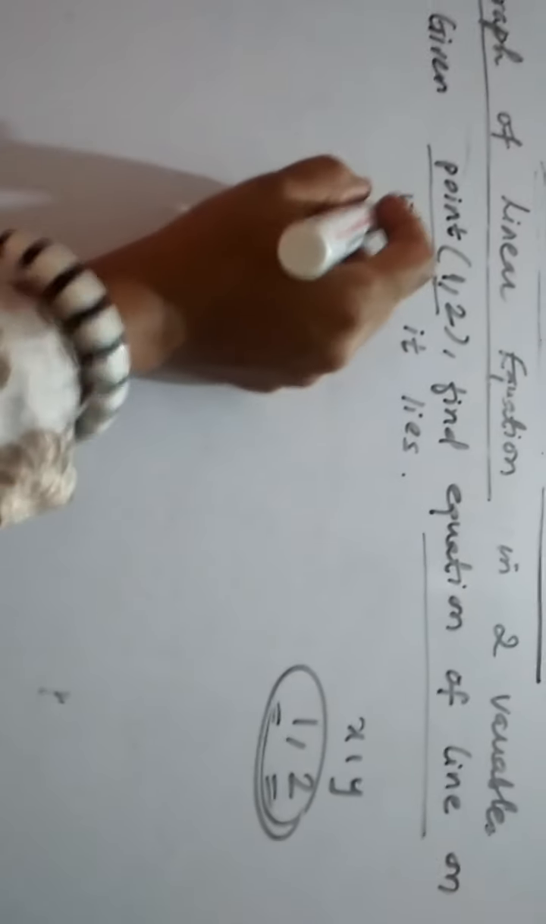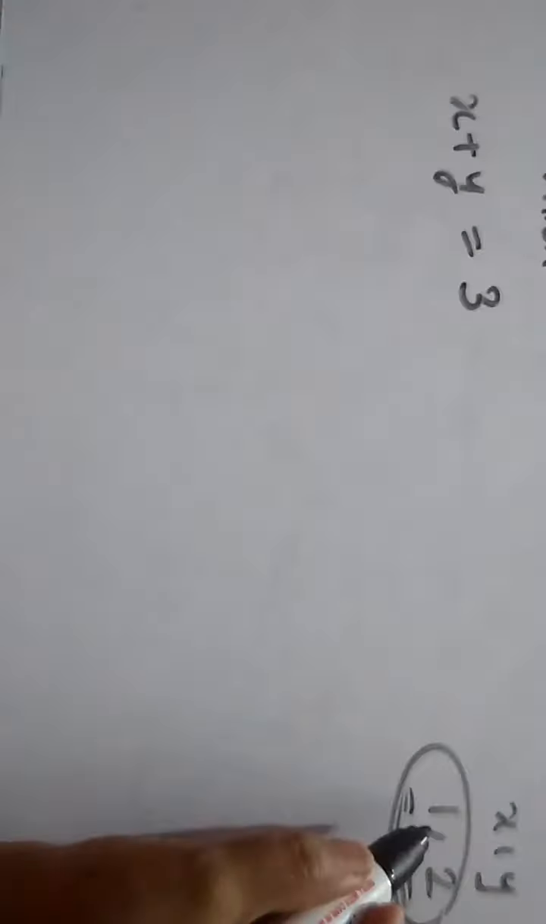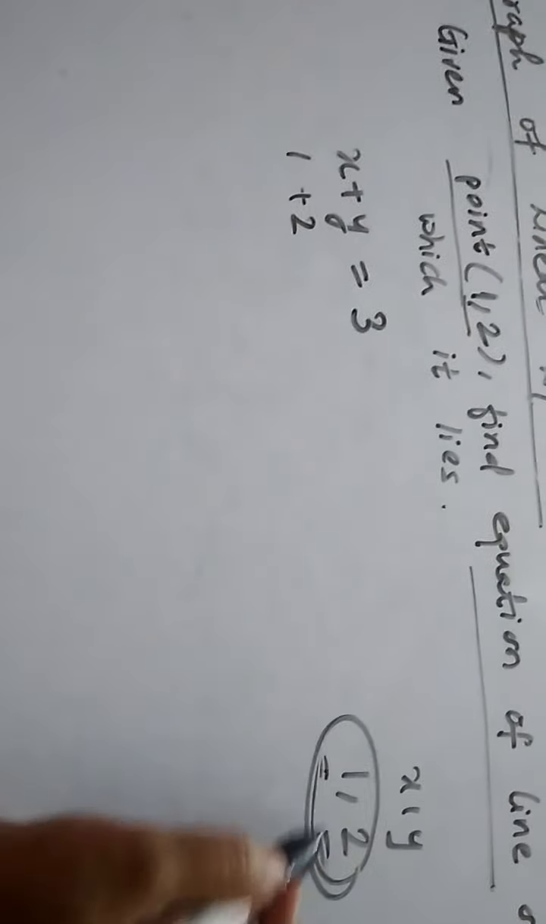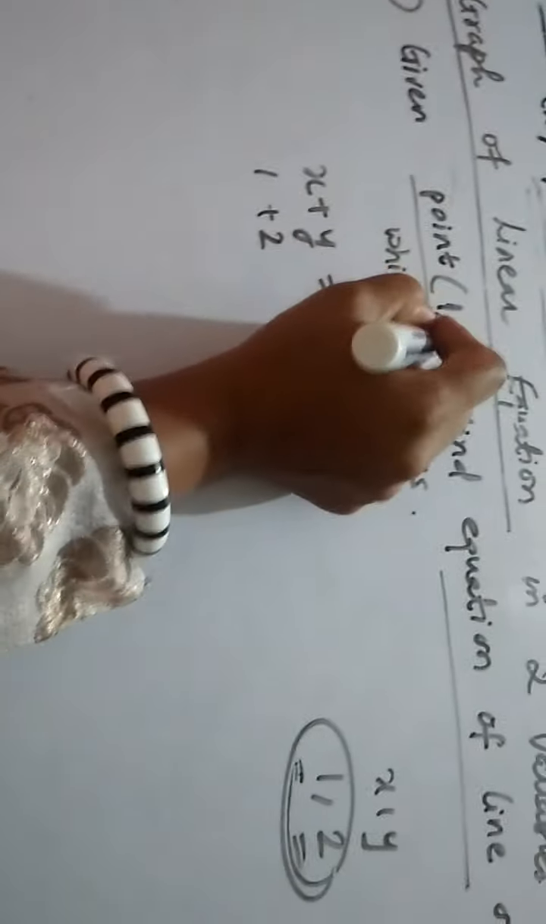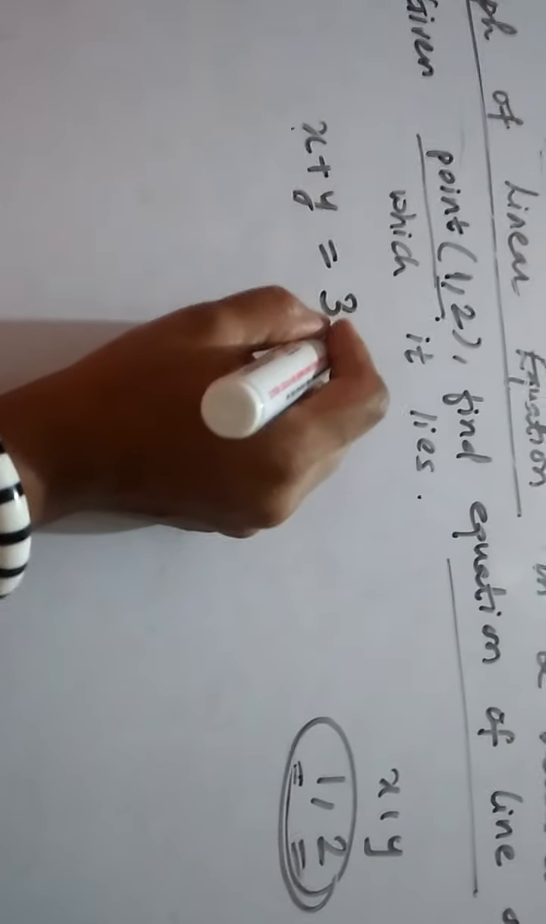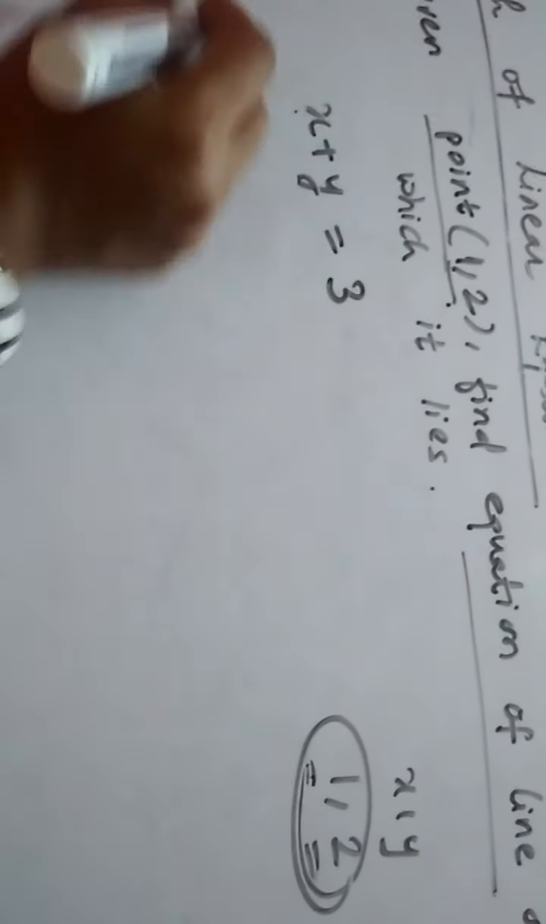x can be 1 and y can be 2. For example, see, 2 plus 1 is 3. So if I write x plus y is equal to 3, I can put value of x is equal to 1, y is equal to 2. They already given us 1, 2. So x is 1, y is 2. It will satisfy this equation. So this can be one solution. x plus y is 3 can be one solution.